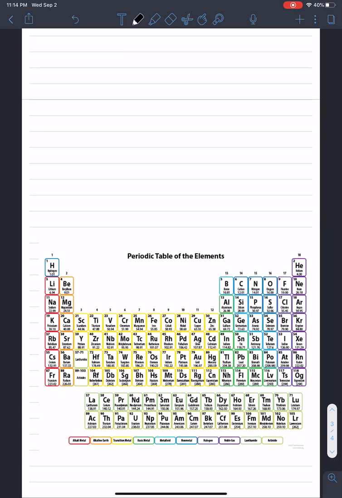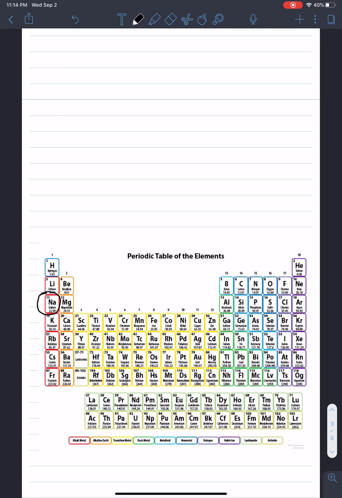All right, so sodium is going to be on this left-hand side over here. And when we look at sodium, it will tell us the atomic number. The atomic number never changes for sodium. It is always going to be 11. If the atomic number changes to 12, that is magnesium now. It is not sodium anymore.